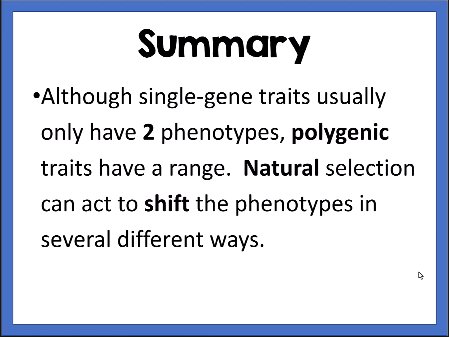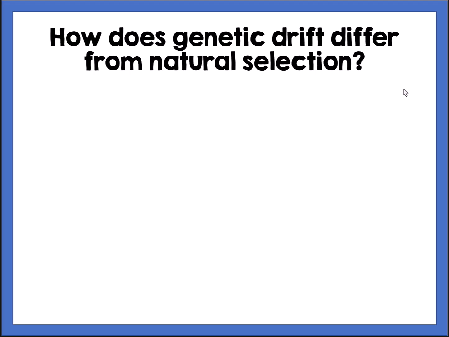So in summary, although single gene traits usually only have two phenotypes, polygenic traits have a range. Natural selection can act to shift the phenotypes in several different ways. Okay, we've now discussed natural selection and its effects on allele frequencies in the population, but how does genetic drift differ from natural selection?